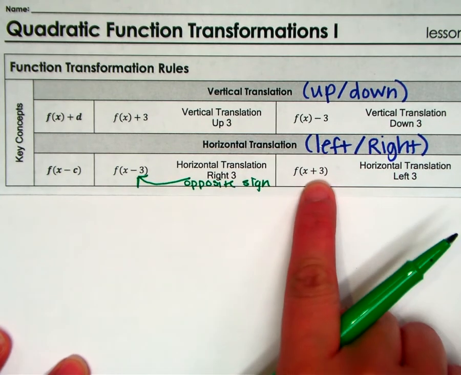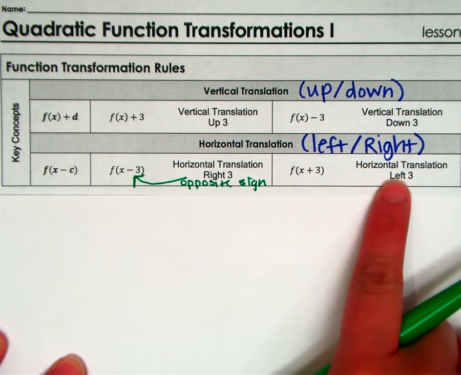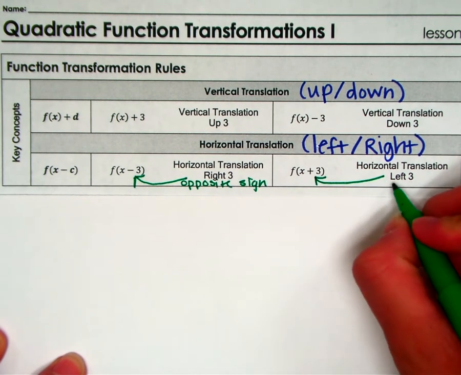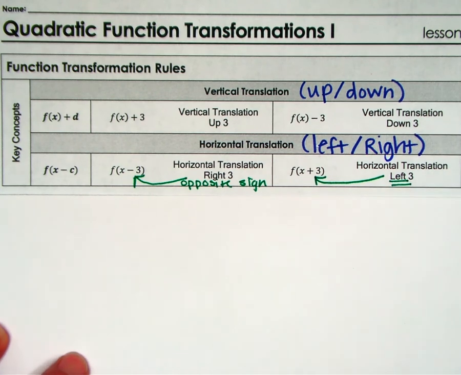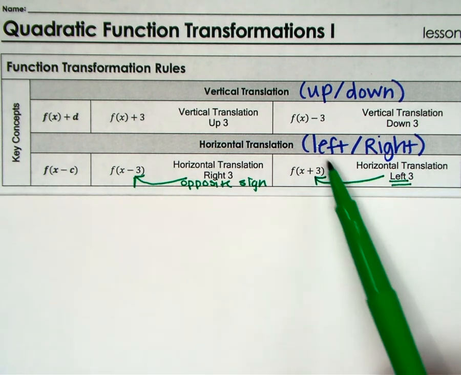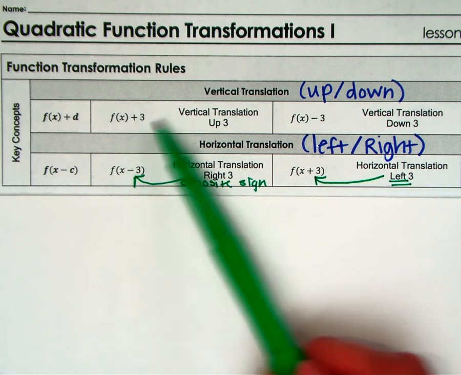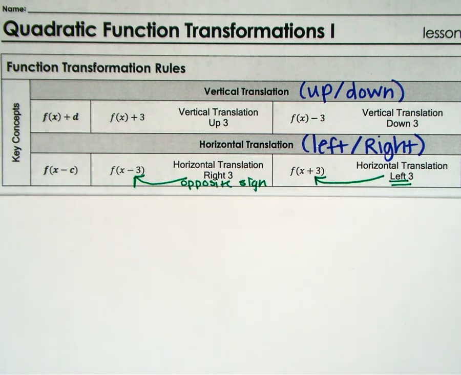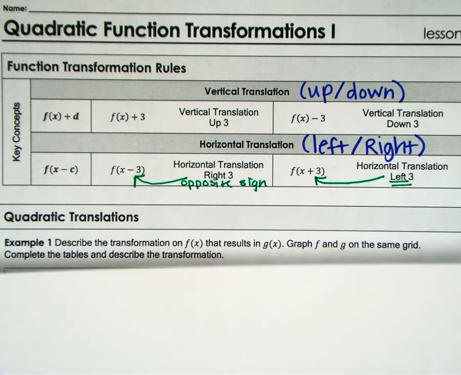If you see a plus 3 on the inside, again, you're moving the opposite of that plus 3, so it's left 3. So opposite. If you see it on the inside of the parentheses, you're moving left or right. On the outside of the parentheses, you're moving up and down. Very similar to your linear function transformations. Okay, let's go ahead and look at an example.